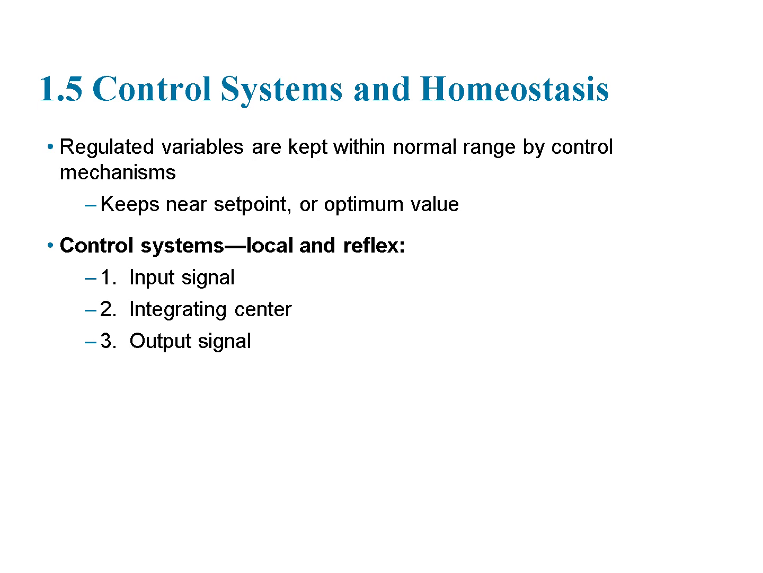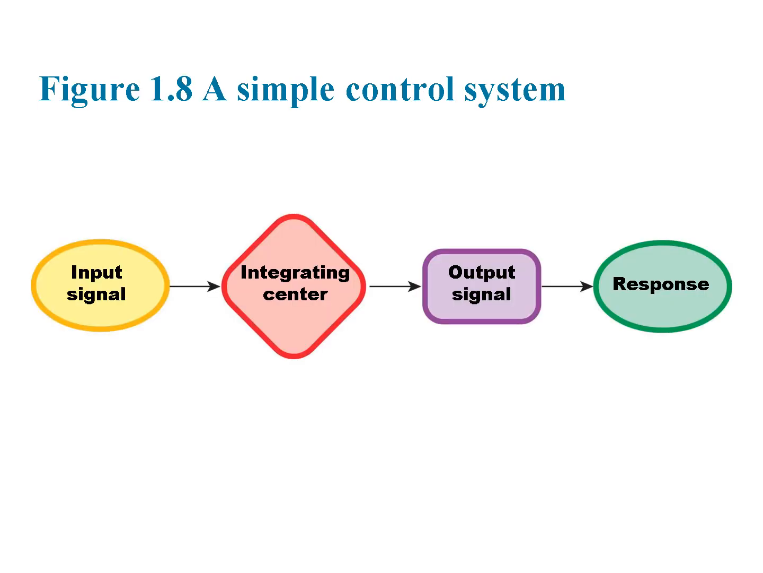Whether it's localized to a specific tissue or coordinated across the whole body, these systems are constantly at work, keeping you safe and functional no matter what's happening around you. Let's break down how a simple control system works. Think of it as a sequence of steps your body uses to respond to changes and maintain balance.